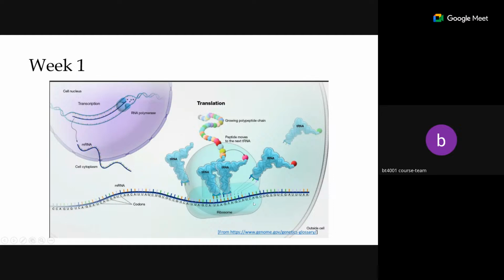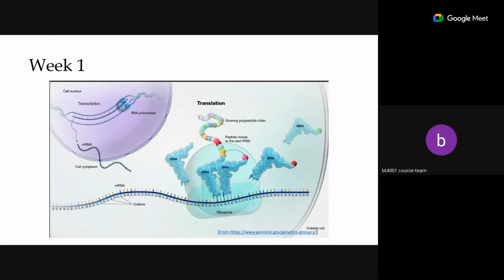This set of three nucleotides is called a codon. Okay, because it codes information. Each three of these nucleotides will have one particular amino acid, right? So which three nucleotides refer to which amino acid, that has been coded. Which amino acid should come here, that has been coded into these sets of three nucleotides. That is why we call it a codon.